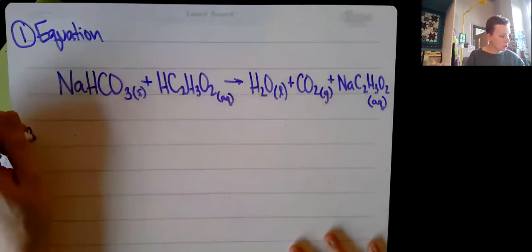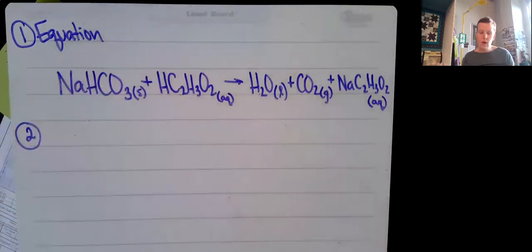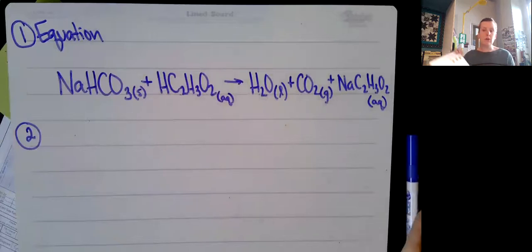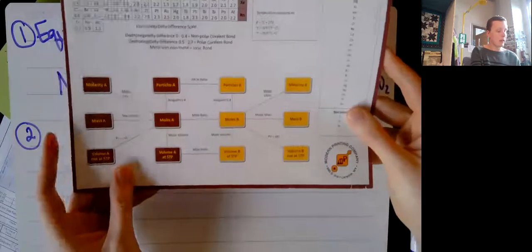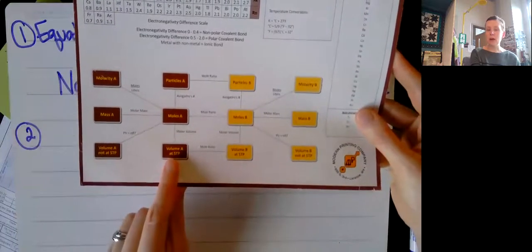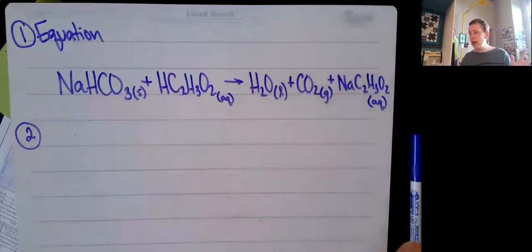All right, number 2. Which product will we be capturing in the syringe to measure the volume produced? Well, remember when you look at your periodic table and we're looking at that molar map, we only look at volume for one type of substance, right? When we say volume at STP, we're talking about a gas. So we're trying to find the volume of a gas in this reaction.